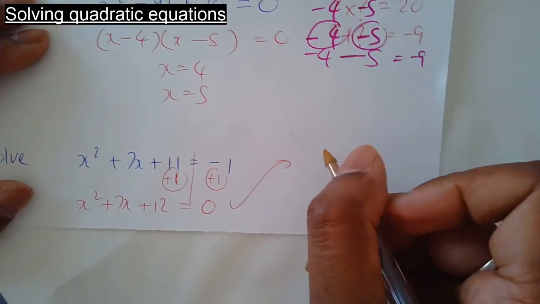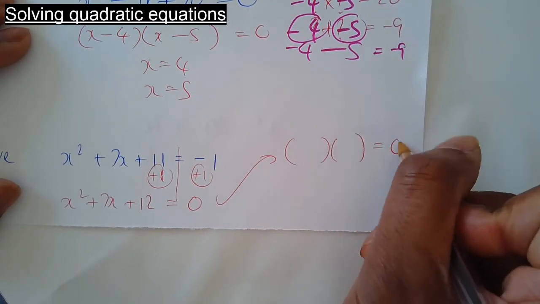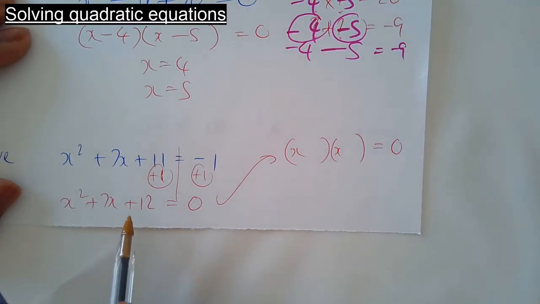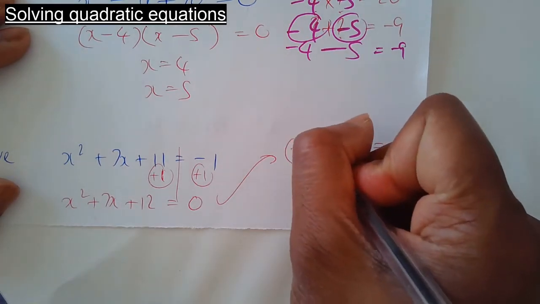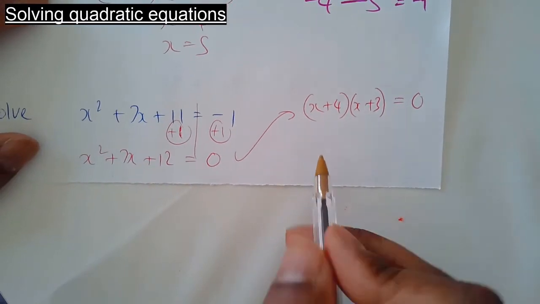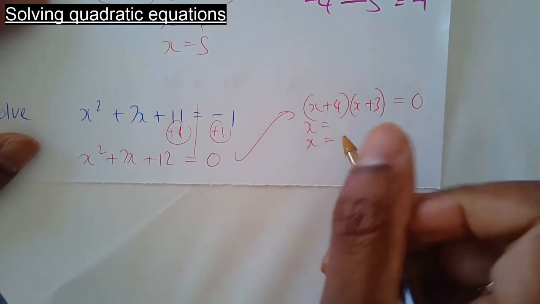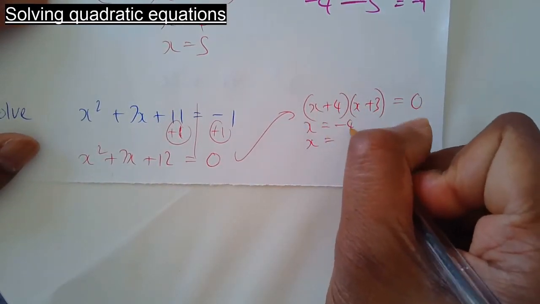Now to solve it, what two numbers multiply together to give you 12, but when added together give you 7? It's 4 and 3. So the two values of x, minus 4 and minus 3.